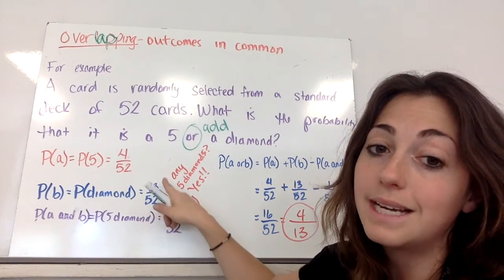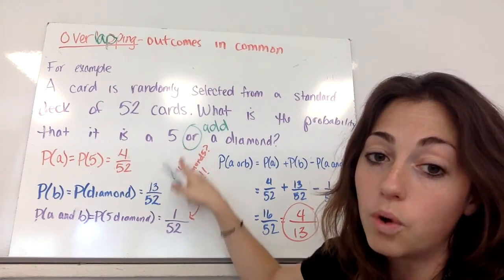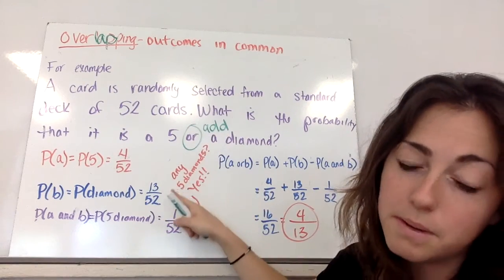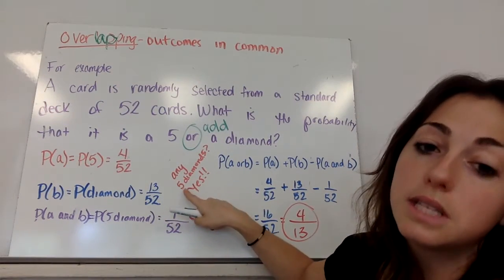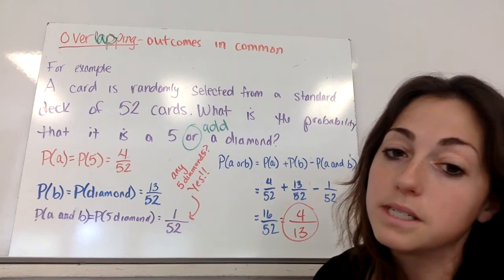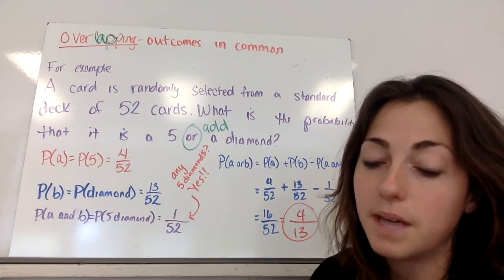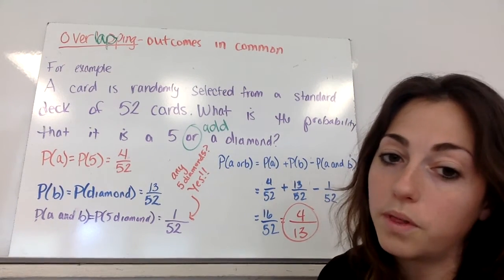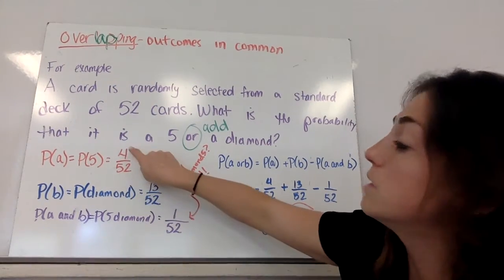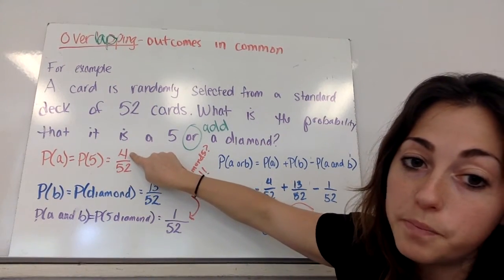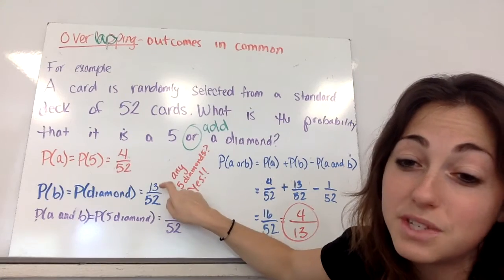So then the last thing to think about: is it overlapping? We know it's going to be, but what does that mean? That means there's such a thing as a 5 of diamonds. That's what you have to ask yourself to know whether you're dealing with overlap. So that means the 5 of diamonds is counted in the 4, and the 5 of diamonds is also counted in the 13.